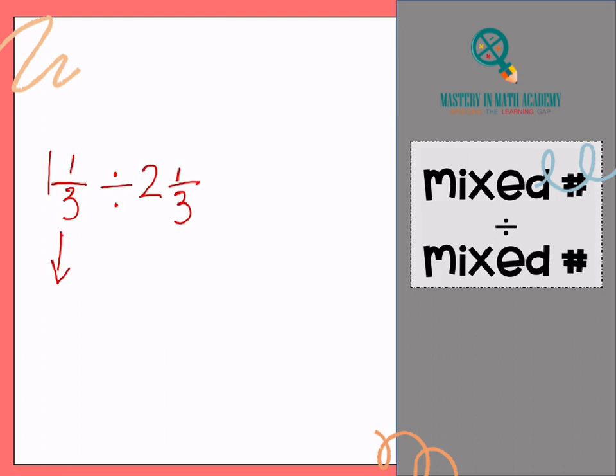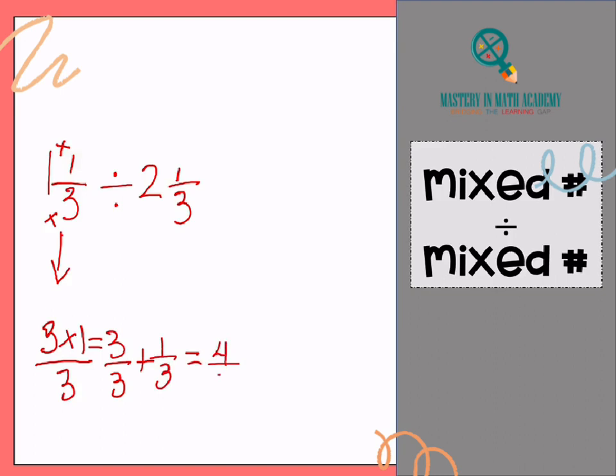And the way we do this is by doing denominator times whole number and your answer plus 1 or whatever your numerator is. We're going to do 3 times 1. Let me write that out. 3 times 1 is equal to 3. And we're keeping our denominator. We're not changing it. Then we're going to add the 1/3 to it. Your answer is equal to 4/3.